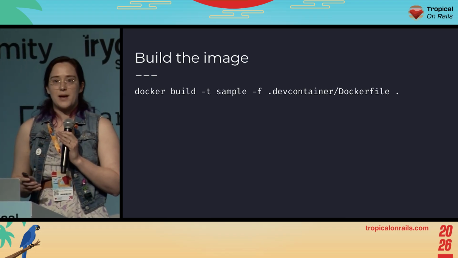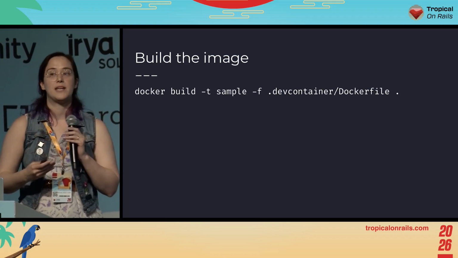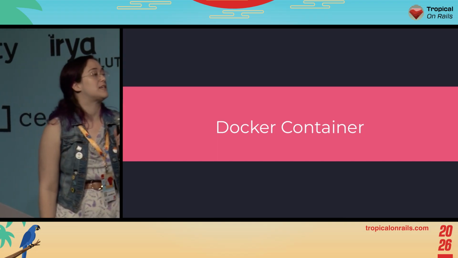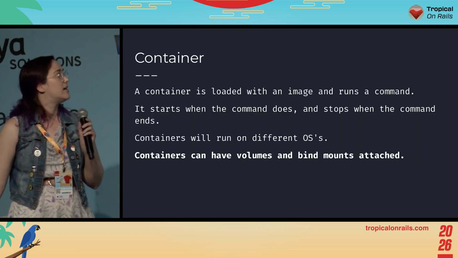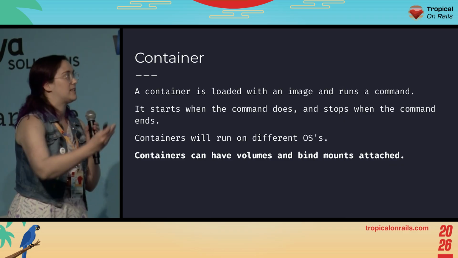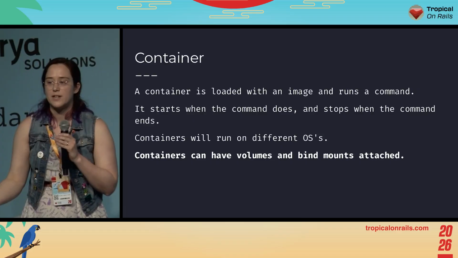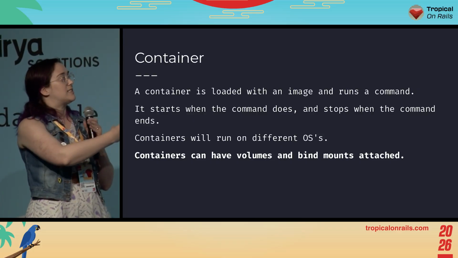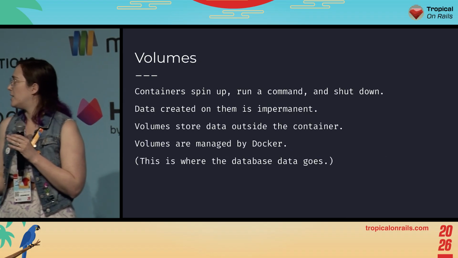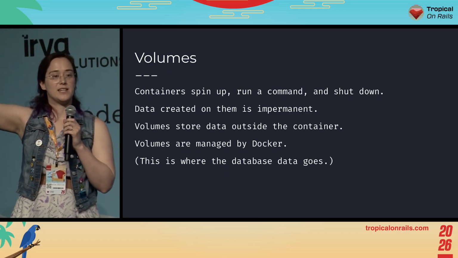Now, let's talk about this image that we've built. This image that we've built is what ends up getting run on the container. So let's talk about containers. I want to review them, and then we're going to add two new concepts. A container is loaded with an image, and it actually executes the command. It starts when the command does, it stops when the command ends. Containers can run on different operating systems. And this is our new concept. Containers can have volumes and bind mounts attached. So a volume, basically those containers, they spin up, they run the command, they shut down.